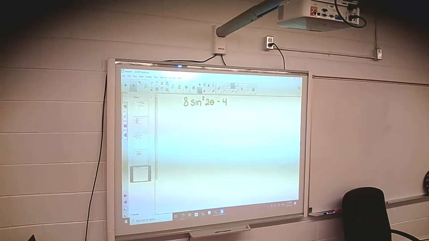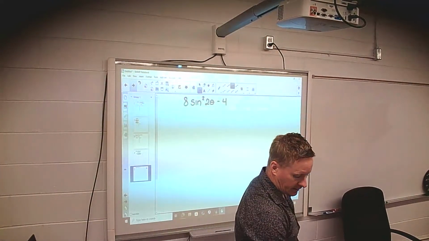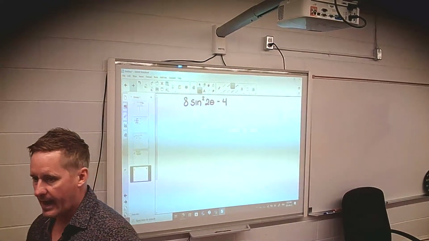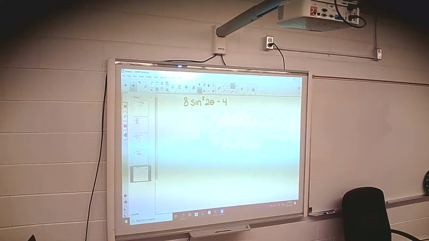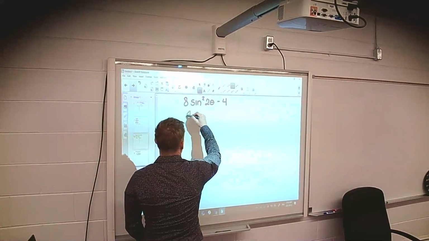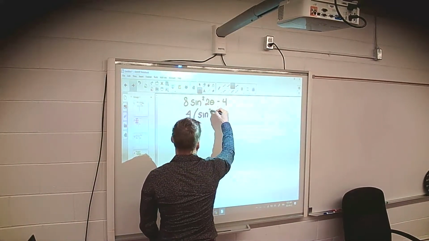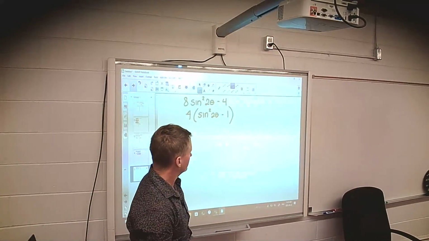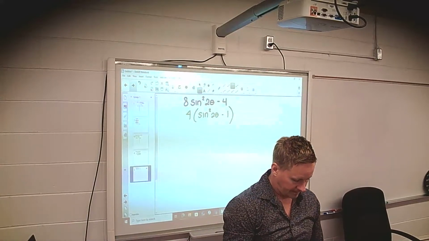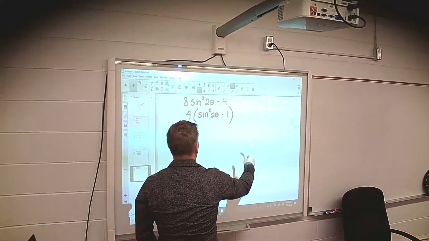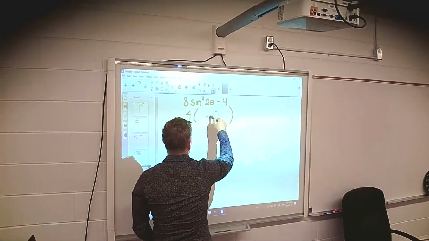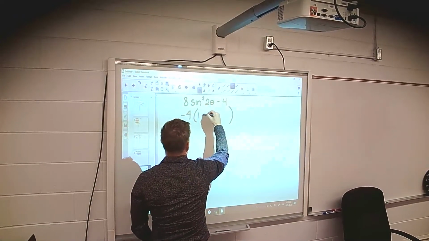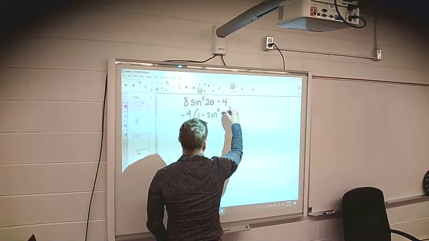Okay. 8 sine squared 2 theta subtract 4. So right now I don't see anything that's going to help me. But when I look at the 8 and the 4, I have to think there's probably something that needs to be factored out of here. So I'm going to factor out that 4. Oh, sorry. I'll do what they did. They factor out a -4, so that they get 1 minus sine squared 2 theta.